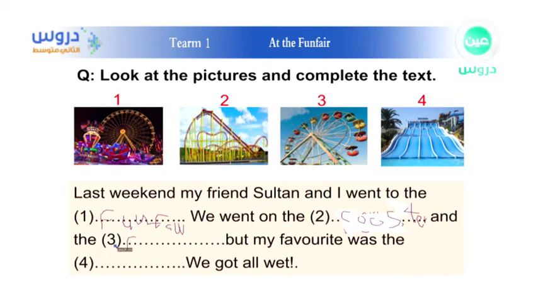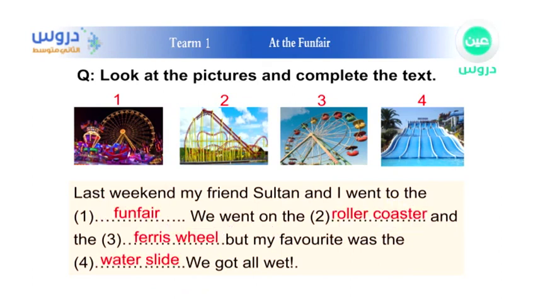What about the next? Number three, what do we call this? Ferris wheel. Very good. Wonderful. Okay, the last one, number four. What do we call this? Water slide. Very good. Thank you very much. Let's check your answer. Funfair, roller coaster, Ferris wheel, water slide. MashaAllah. You're great, Ms. Suhaila.